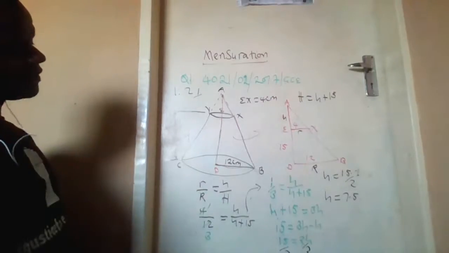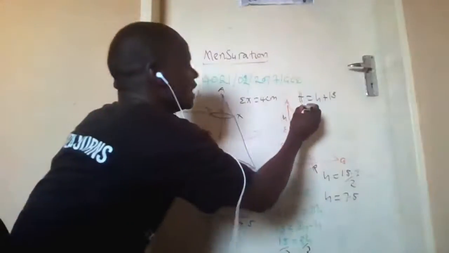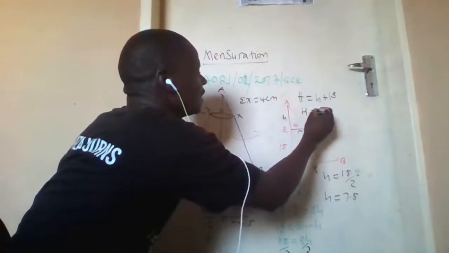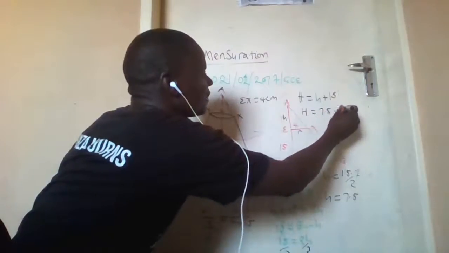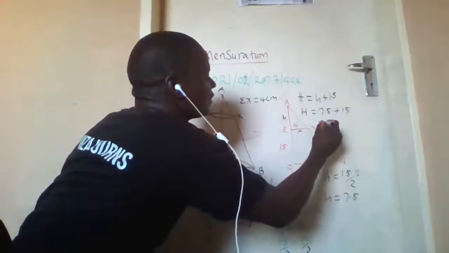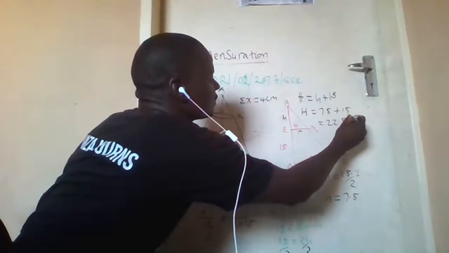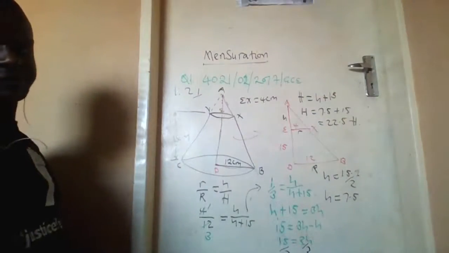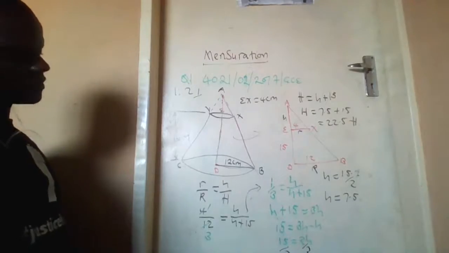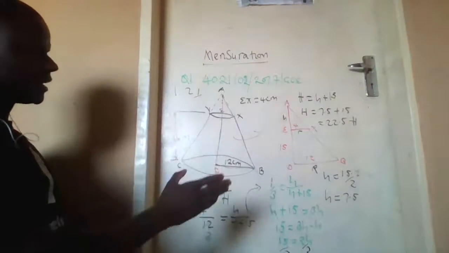So once you have the small h, finding the big H is not an issue, because the big H is 7.5 plus 15, and that will give us 22.5 as the big height. As simple as that. So once that is done, then we go to the second question.